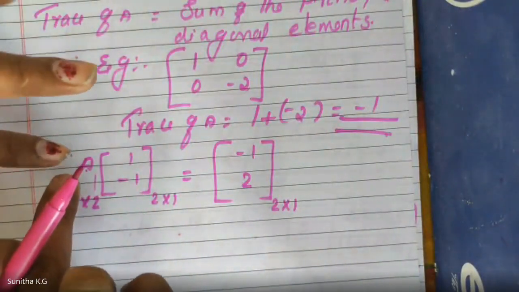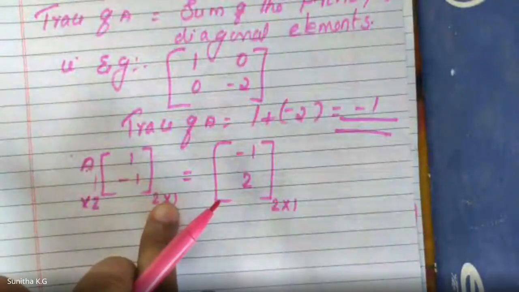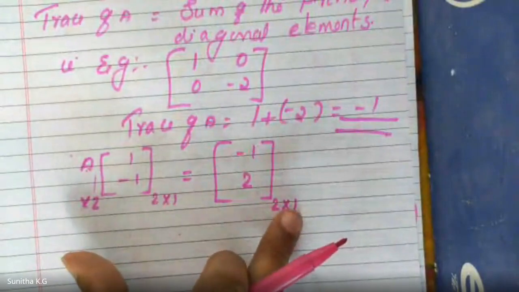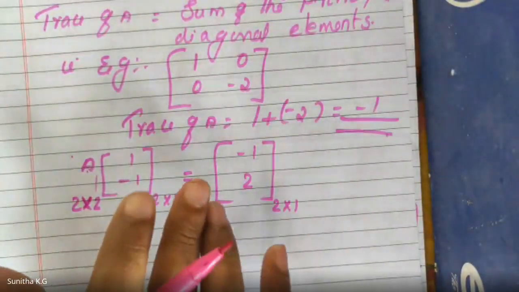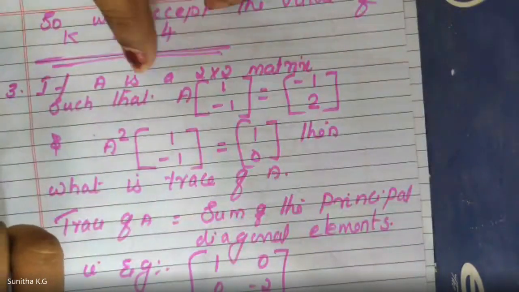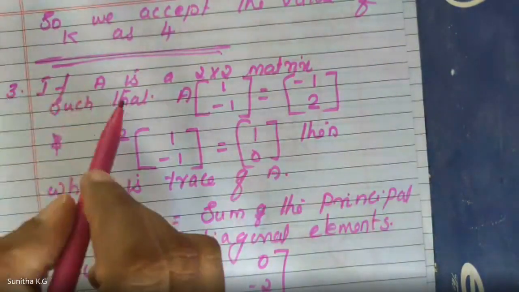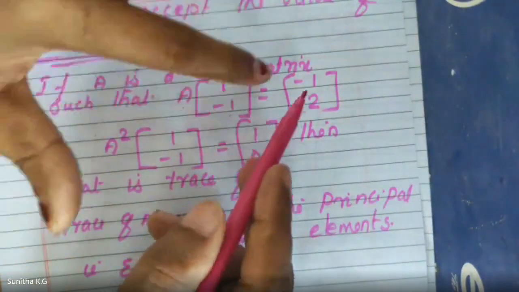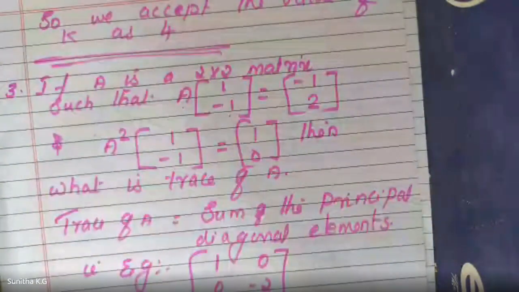When we multiply A with a matrix of order 2 by 1, we obtain the resultant matrix of order 2 by 1. Then clearly A should be 2 by 2. Very good. In this problem they have given that A is a 2 by 2 matrix. If they had not mentioned it, and had just given the condition that A into [1, -1] equal to [-1, 2], then you have to identify which order A is. Are you clear?